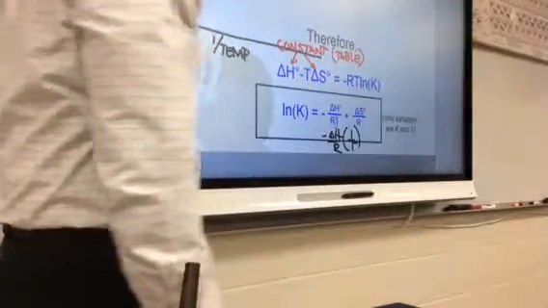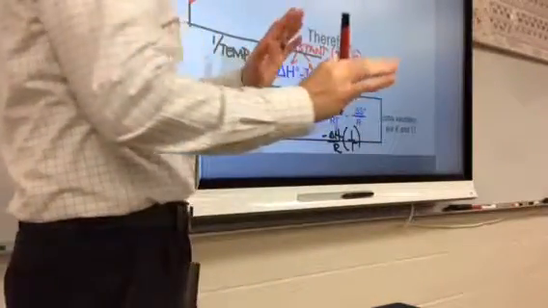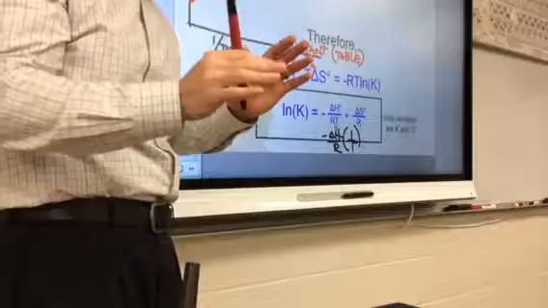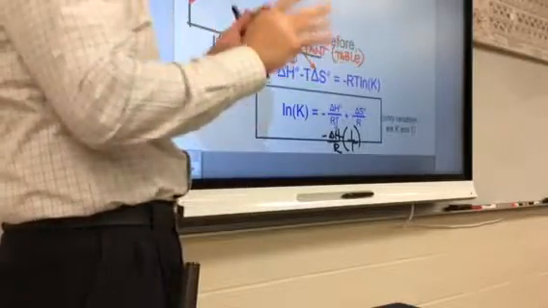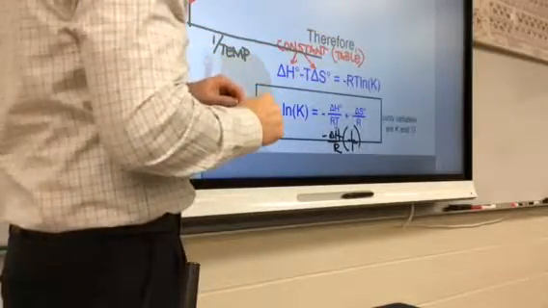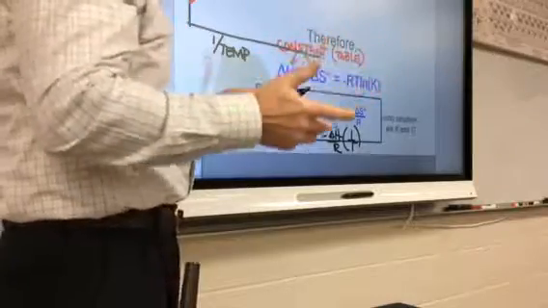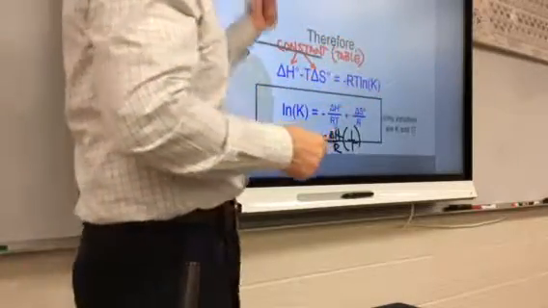So R would have to be negative? No, R is never negative. R is 8.31 no matter what. It's a thermodynamic constant, 8.31 joules per mole Kelvin. So the delta H is negative? The delta H would have to be negative. Yep, and that would give us a positive slope.